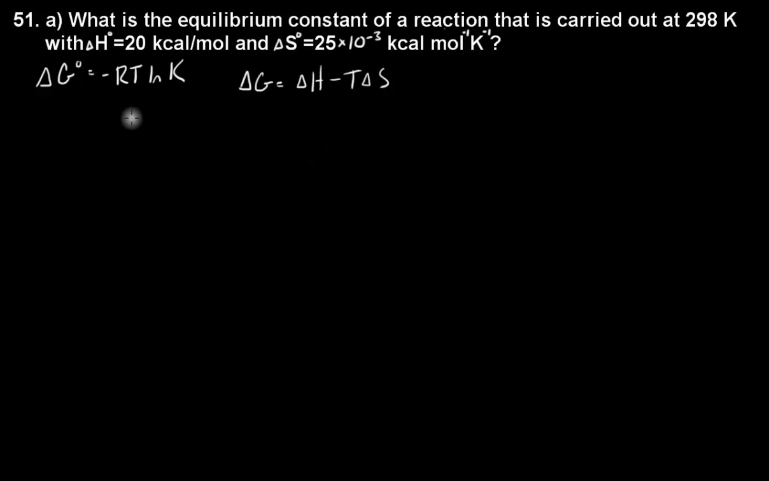Okay, so question 51A, what is the equilibrium constant of a reaction that's carried out at 298 K with delta H of 20 kcal per mole and delta S of 25 times 10 to the negative 3 kcal per mole per Kelvin? First things first, the book made a mistake. The book doesn't have this delta S term as 25 times 10 to the negative 3. It only has it as 25. So if you just use 25, you're going to get an incorrect answer. So just go ahead and proceed with 25 times 10 to the negative 3 kcal per mole per Kelvin as the delta S naught term.